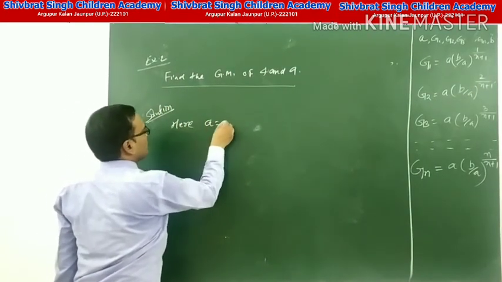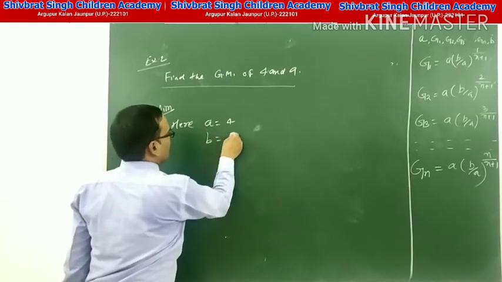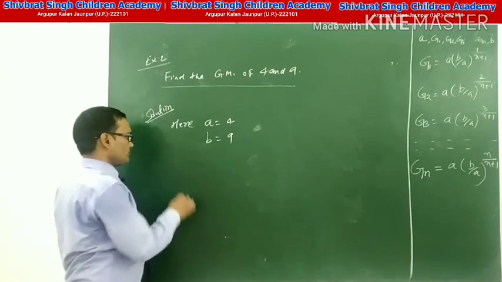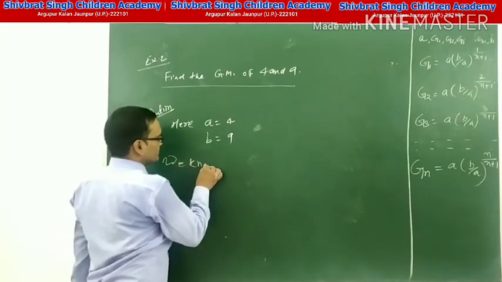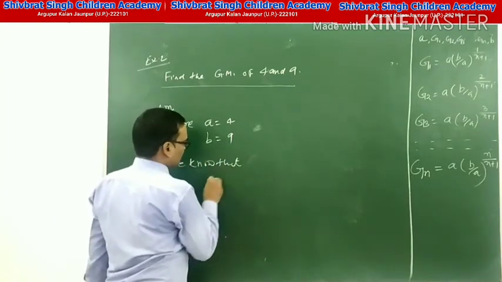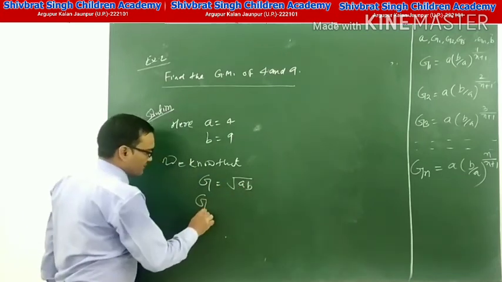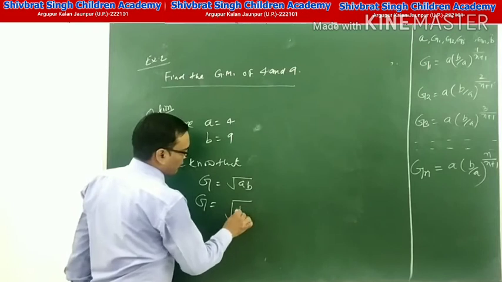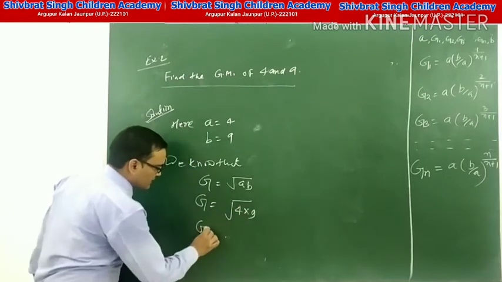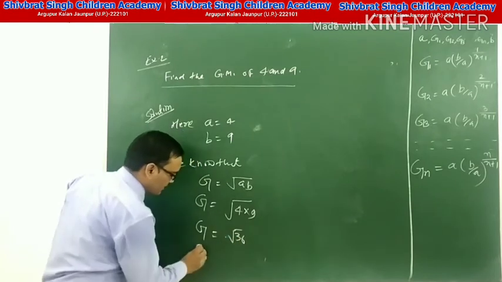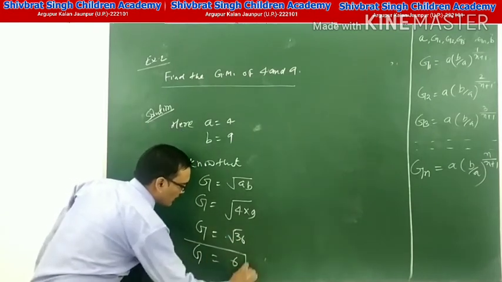Here a is equal to 4 and b is equal to 9. We find the value of g. We know that g equals square root of ab. That means g equals square root of 4 multiply 9. This is g equals square root of 36. g equals 6. Only take the value 6.